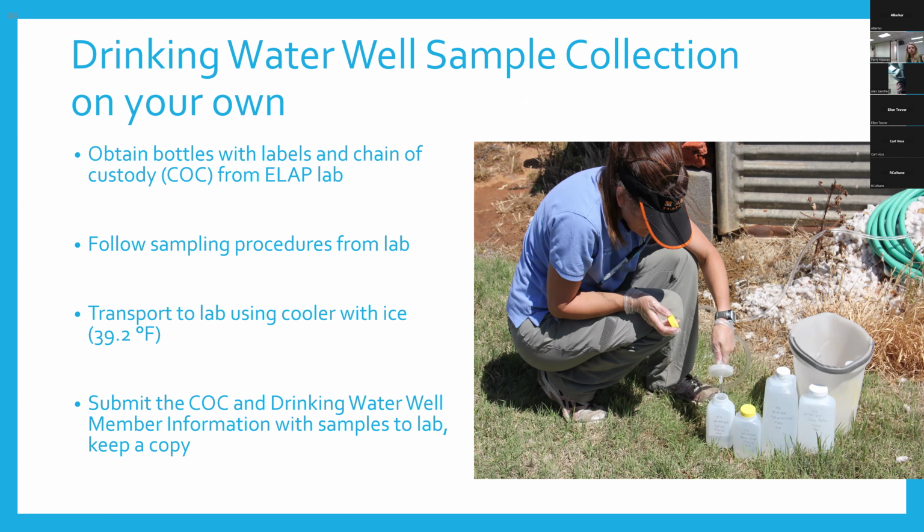Okay, it is possible to collect well water yourself for testing. You'll need to use special bottles tracked through a chain of custody, and you'll need to send those samples to one of those certified labs we just talked about. The most important part of collecting on your own are those chain of custody forms and following the procedures to get accurate data.